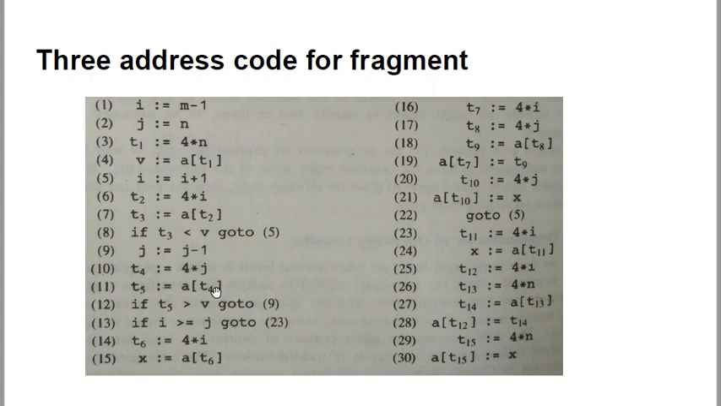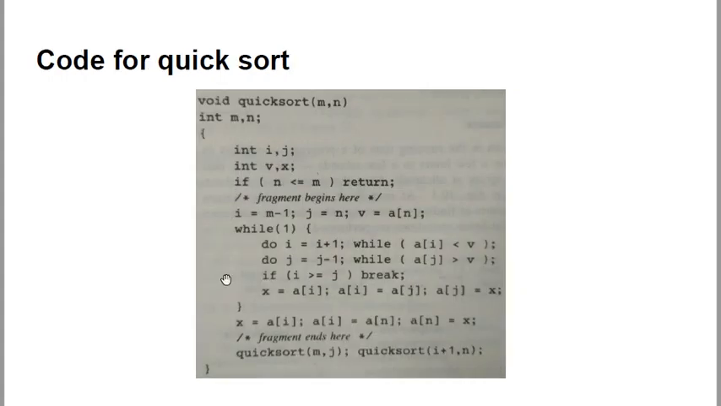You can see that there are some conditional statements over here, like in line number 8 we see if T3 < v go to 5. So this is a conditional statement. Line number 12 is also a conditional statement, and 13 is also a conditional statement, and all these are conditional jumps. In the case of line number 22, you see this is an unconditional jump. If no condition is given, you just go to 5. So the corresponding 3 address code for this particular C code is this.